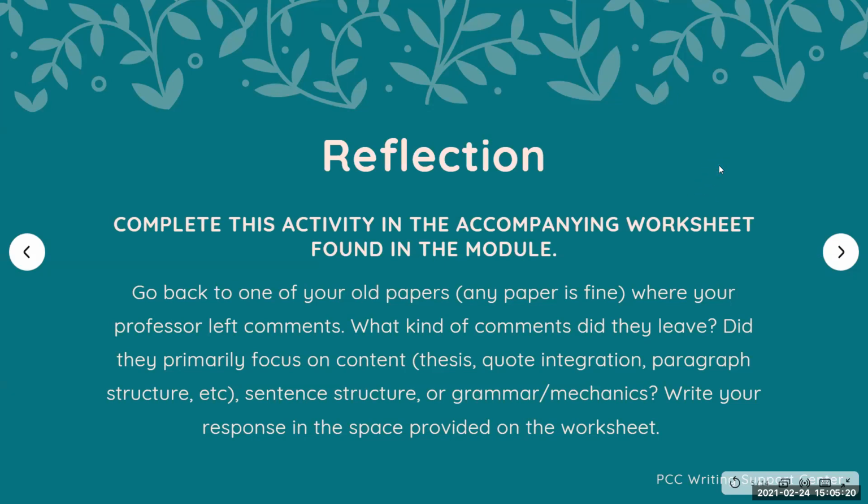To start off, we're going to start with the reflection. You can complete this activity in the accompanying worksheet that is found in the module. For this reflection, we're going to ask you to go back to one of your old papers. You can choose any paper where your professor left comments. For your reflection, I want you to think about what kind of comments they left. Did they primarily focus on content, so things such as the thesis, quote integration, paragraph structure, etc.? Did they primarily focus on sentence structure or grammar and mechanics? Write your response in the space provided on the worksheet.